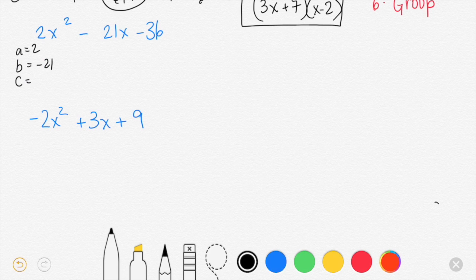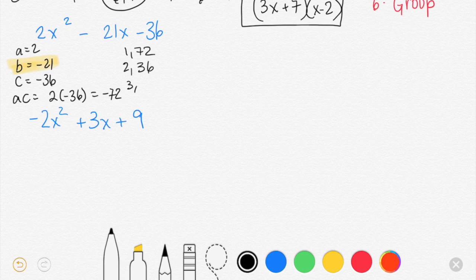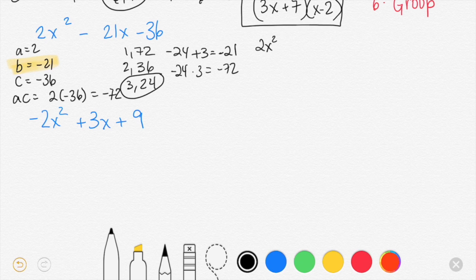Name your variables. Then I'm going to multiply A and C. Then I'm going to be looking for factors of that product, -72, that will work for my product sum method. They need to add up to -21. I found that 3 and 24 will work if the 24 is negative.